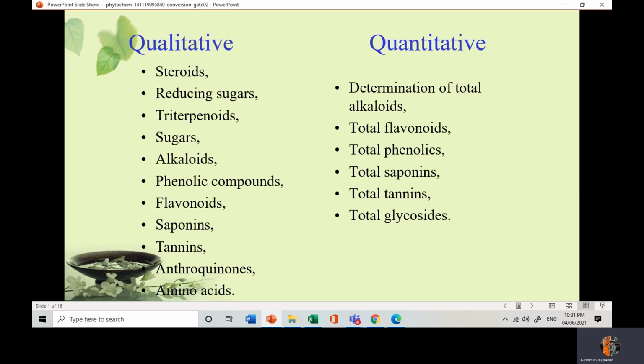In the qualitative test, we have steroids, reducing sugars, triterpenoids, sugars, alkaloids, phenolic compounds, flavonoids, saponins, tannins, anthraquinones, and amino acids. On the other hand, we have the quantitative test, which is the determination of total alkaloids, total flavonoids, total phenolics, total saponins, total tannins, and total glycosides.